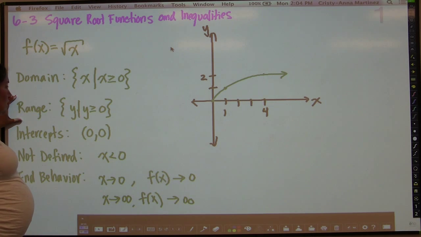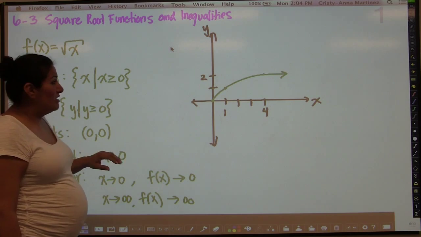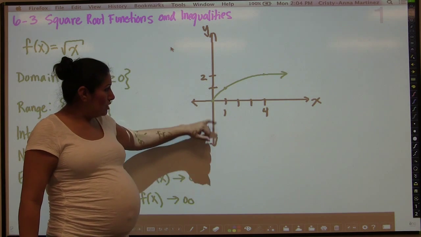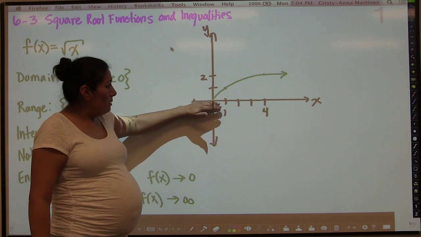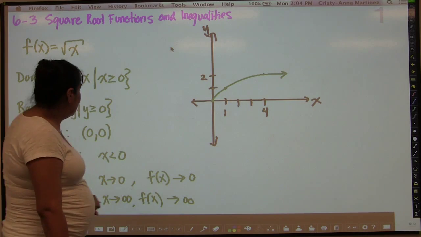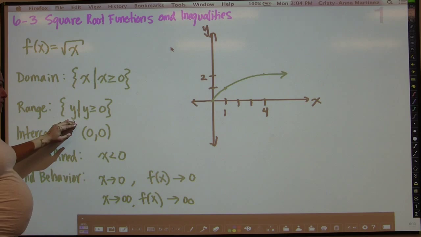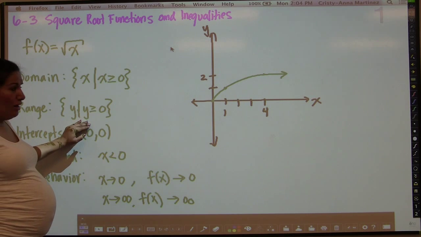And then your range is the possible y values, and you can also see from the graph that the graph does not go below the x-axis. It starts here at 0 and then moves on up. So for that reason, we have the range, the y values, such that y is greater than or equal to 0.